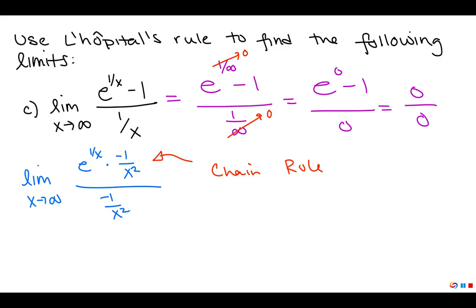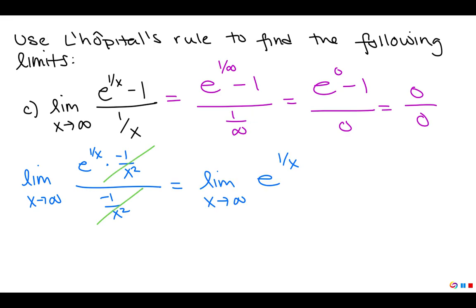Okay, so I've used L'Hopital's rule. I found the derivative of the top and the derivative of the bottom. And so now, we can actually simplify this. We can cancel that common factor of negative 1 over x squared out of the top and the bottom. And I'm left with a limit as x goes to infinity, e to the 1 over x. Plug the infinity in. We get e to the 1 over infinity. That's e to the 0, or 1. So this limit becomes 1.